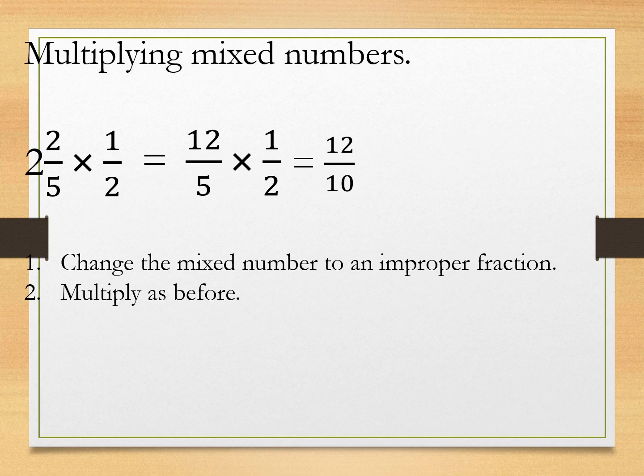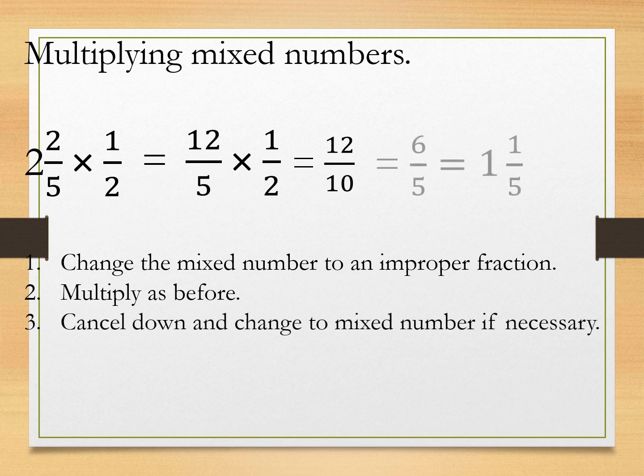And then you will say 12 over 10. Then you can simplify by 2. It will give you 6 over 5, which is 1 and 1 over 5 as a mixed number.